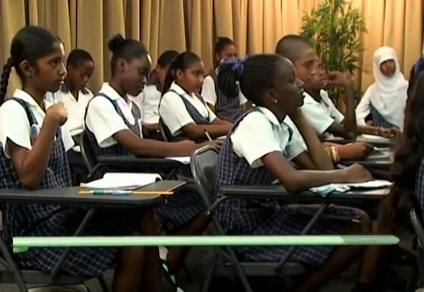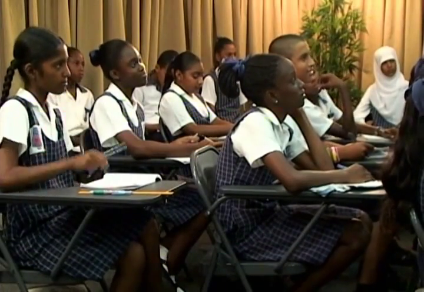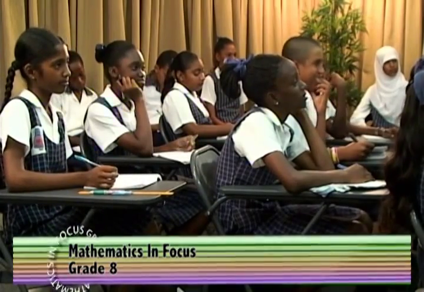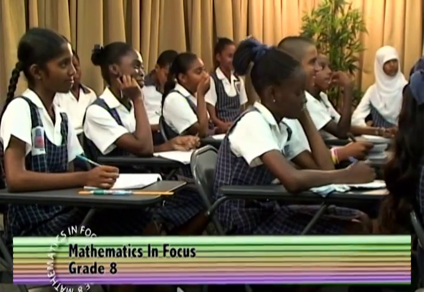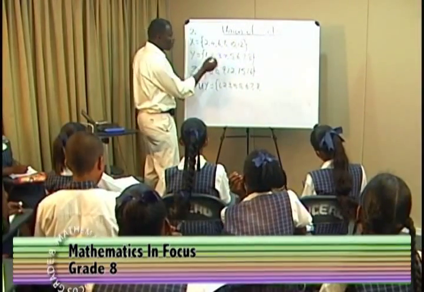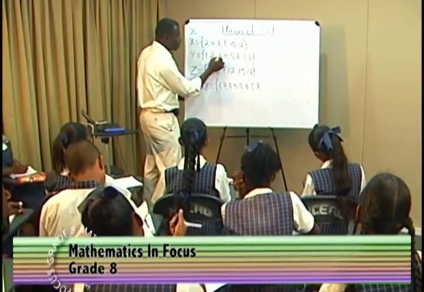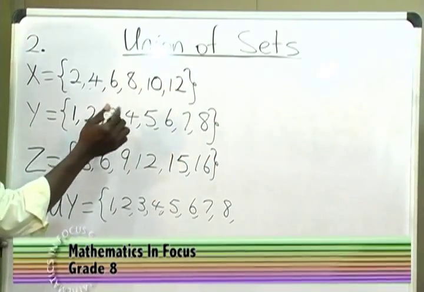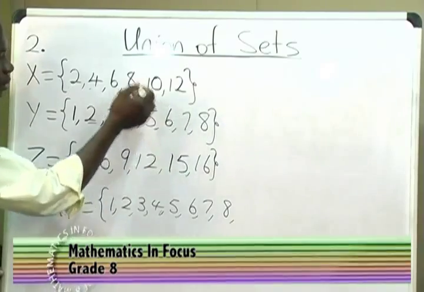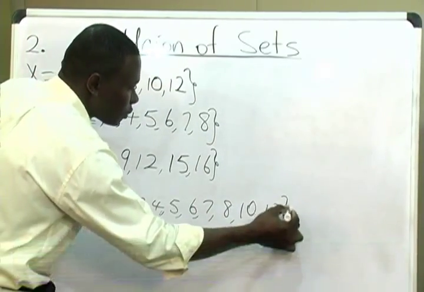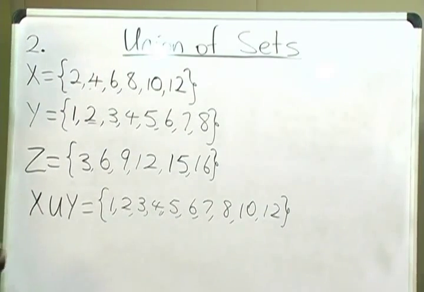And 11. So then it's not 1 to 12. Okay. You see, I was being very obedient, and I was listening to what you told me. So it's 1 to 8. That would be 1, we have the 2, we have the 3, and we can go on listing all of them. 4, 5, 6, 7, 8. Then we have 10 and 12. So we have X union Y.